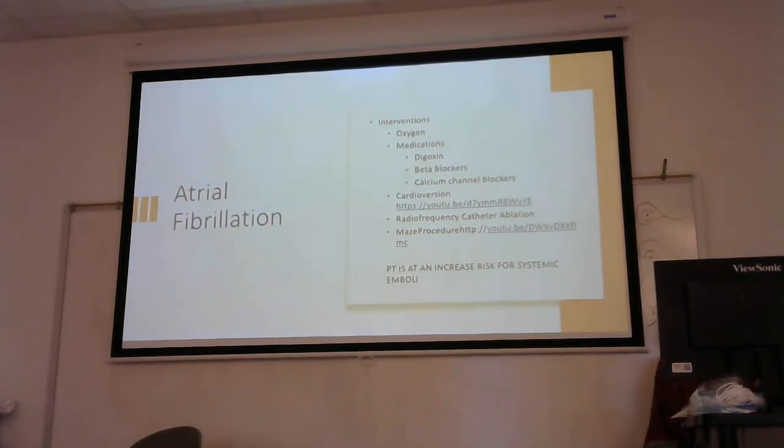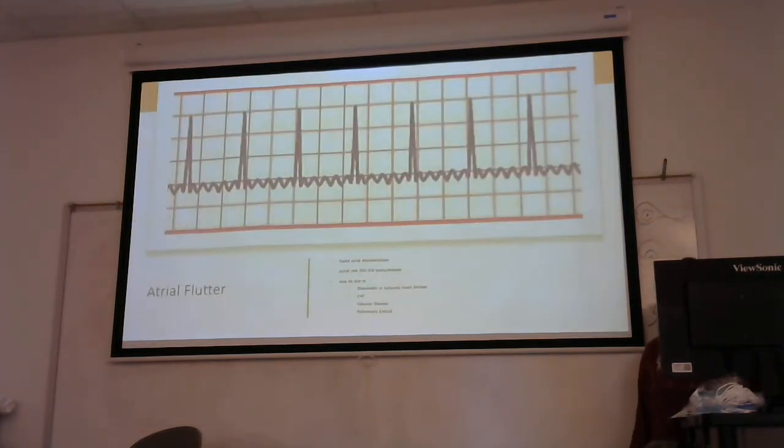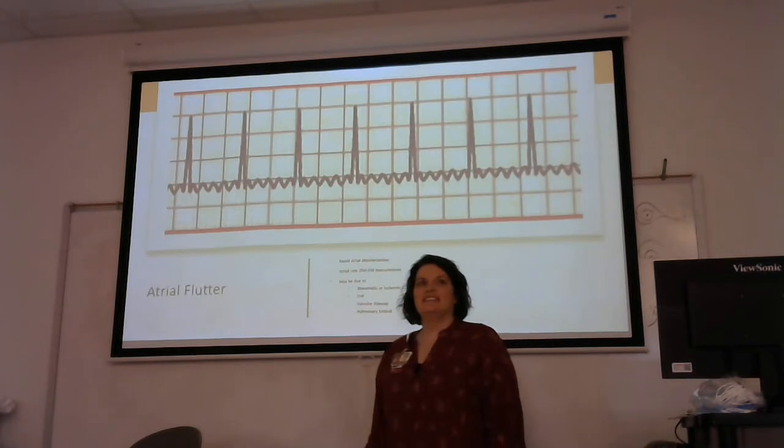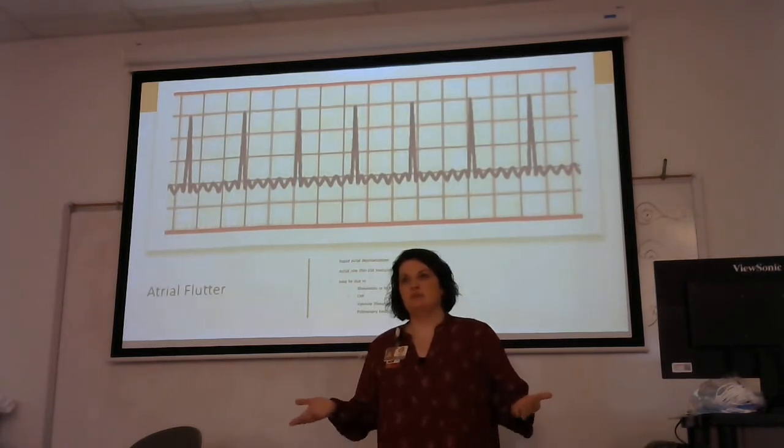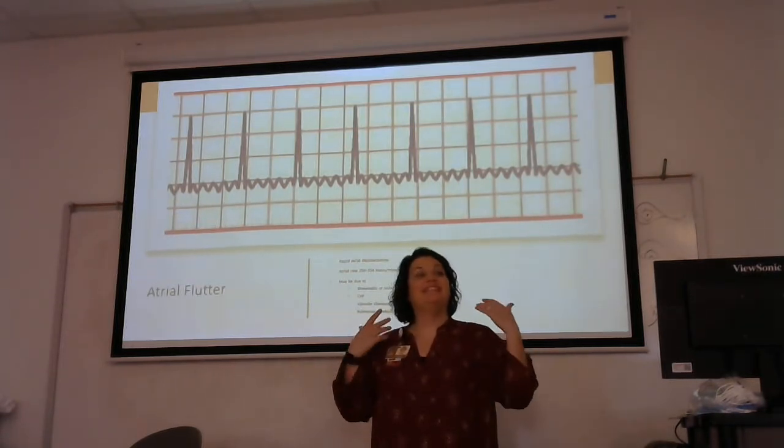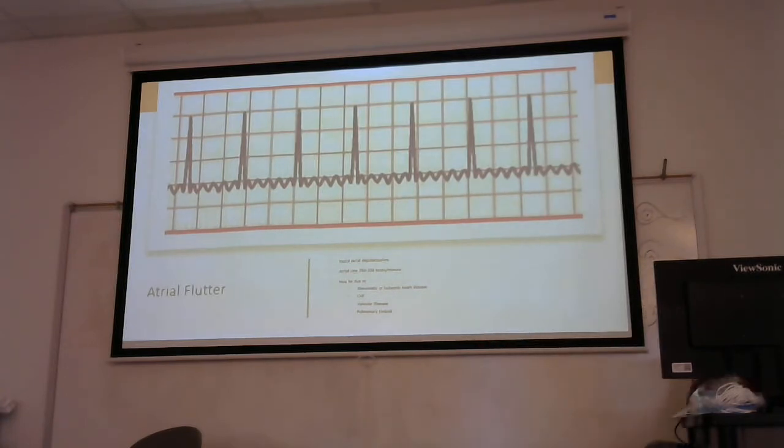So I told you AFib is our ugly one, right? So I'm going to give you our pretty one. This is flutter. You see how pretty it is? So you just got to remember which one's ugly and which one's pretty, and then you're good. Let's talk about flutter. I'm going to do your five-step method, okay?